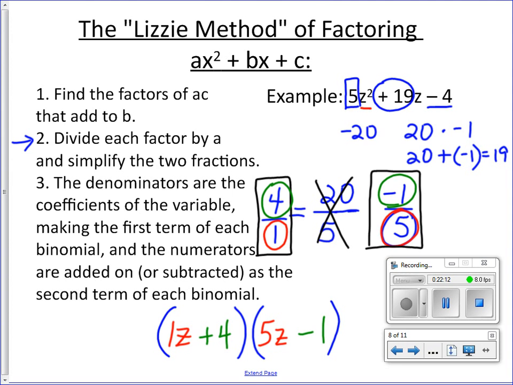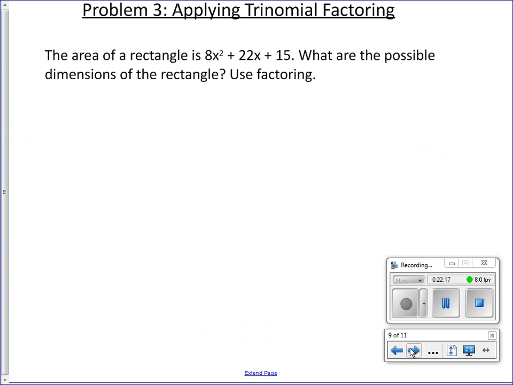All right, let's do another one. Problem 3, applying trinomial factoring. The area of a rectangle is 8x squared plus 22x plus 15. What are the possible dimensions of the rectangle? Okay, we'll use the Lizzie method to demonstrate this again. Now we know that area is length times width. So we're looking for two factors multiplied together that will give us the 8x squared plus 22x plus 15.